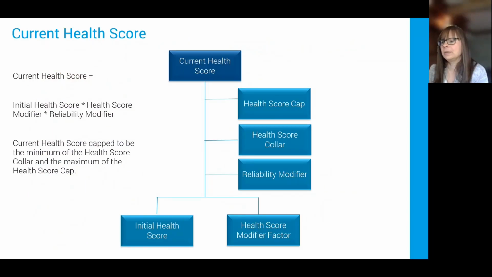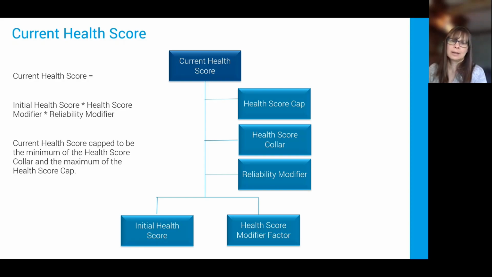So just moving on to our current health score. This is the general setup of the way that the health score is connected together. You can see that although we have the generic shape with the things down the left-hand side, it's actually slightly different to that. The current health score is an initial health score multiplied by a health score modifier and a reliability modifier.